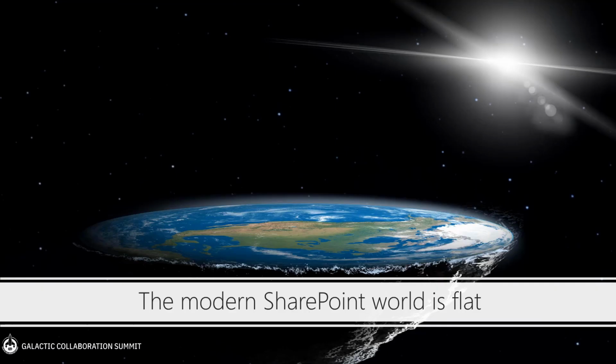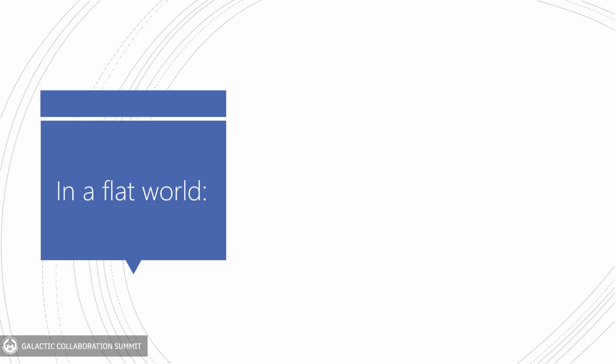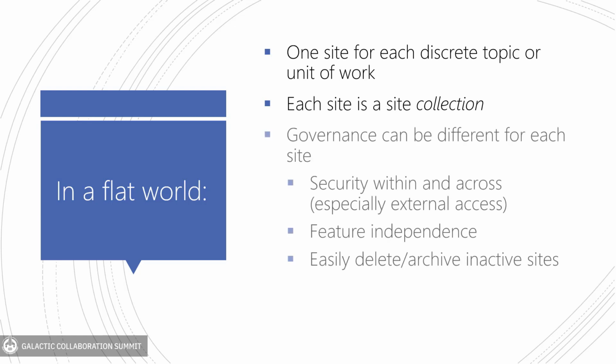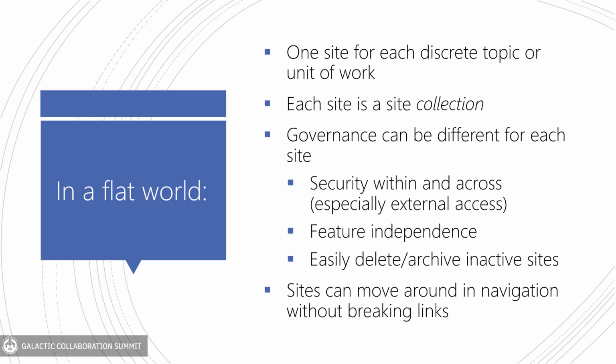And as a result, in the modern world of SharePoint, the world is flat. And in a flat world, we have one site for each discrete topic or unit of work. And every site is a site collection. In fact, we probably don't want to use that other S word anymore. And the nice thing about that flat structure is that governance can be different for each site. We can do things that we need to do with site A and not impact site B. And more importantly, we can move sites around in our navigation without breaking any links.